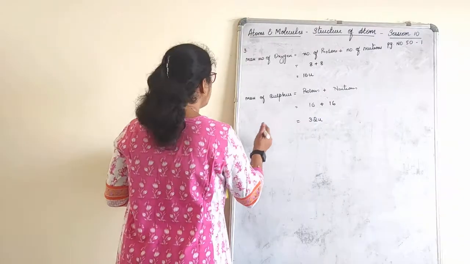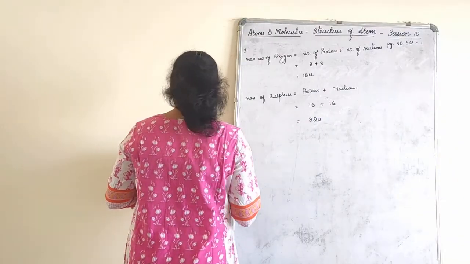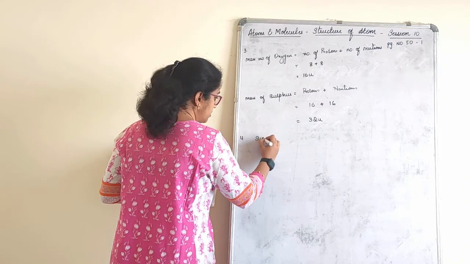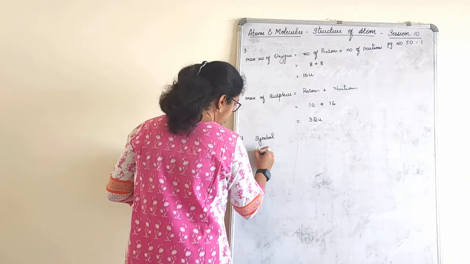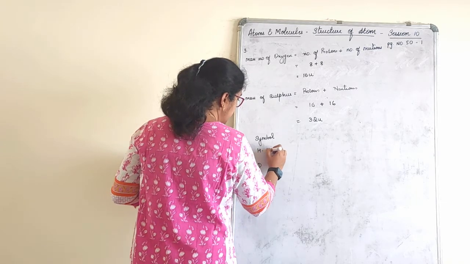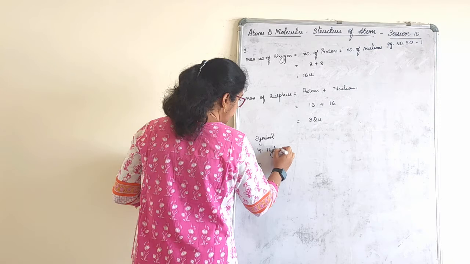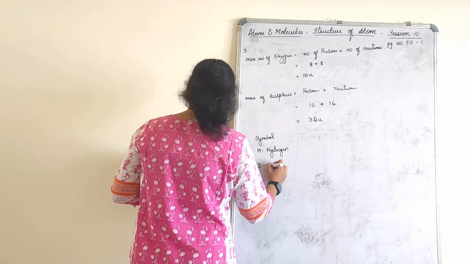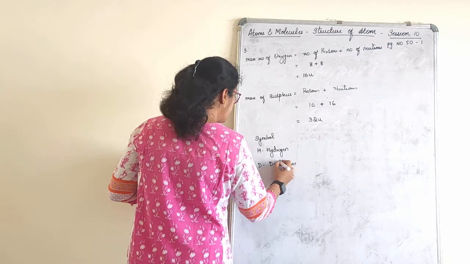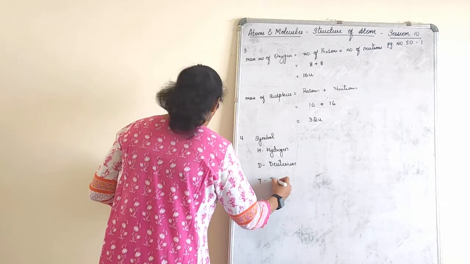So next one, the next fourth one, write the symbol for H, D and T. Now what does this H, D and T represent? H represents hydrogen, D represents deuterium. What is this? Isotopes of hydrogen. T represents tritium.